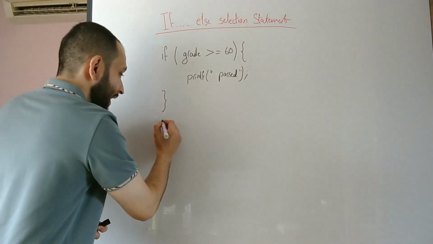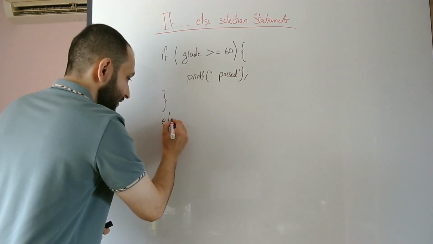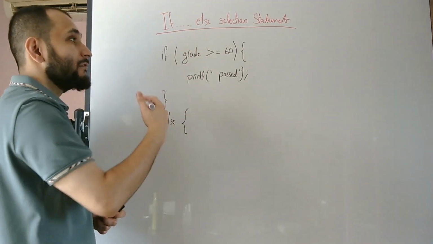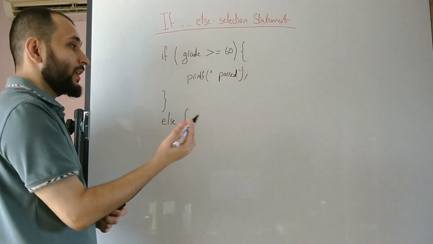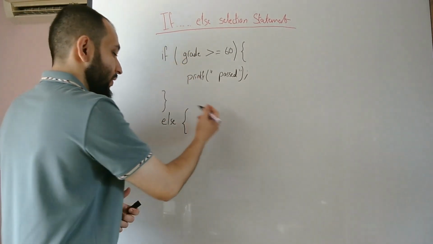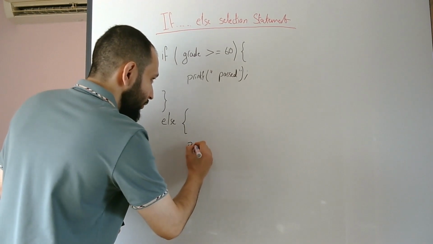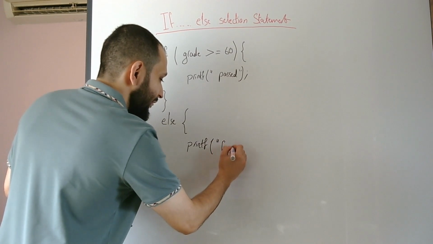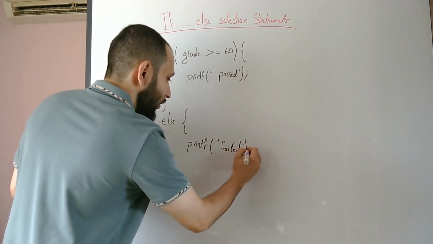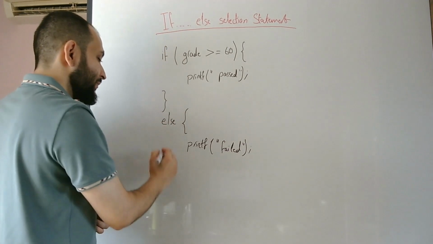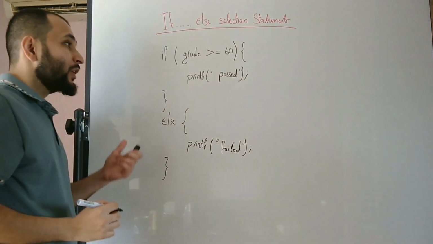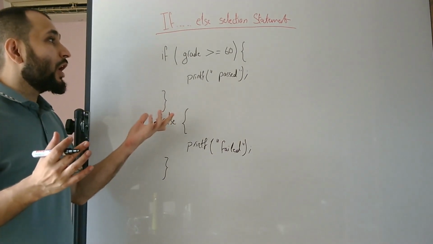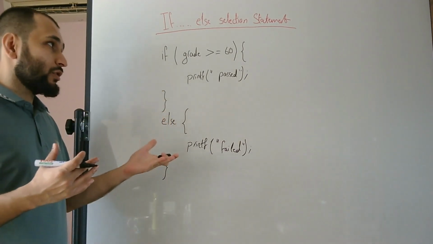And we can add another keyword in here, else. So what will happen if this condition is false, if this condition is not true? In that case, we want to print that the student has failed. So this is how the if and else are working together to create two different courses of actions for us during the execution of the program.